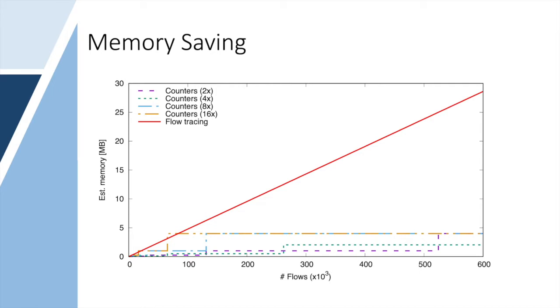In fact, as you can see in this chart, the classical flow tracing requires a fixed amount of bits per flow, which results in a linear dependence of the memory used with respect to the number of flows, while our approach is limited. In fact, when we consider counters that are 2 times, 4 times, 8 times, and 16 times the amount of flows, we are able to remain almost every time under the resource consumption of classical flow tracing.